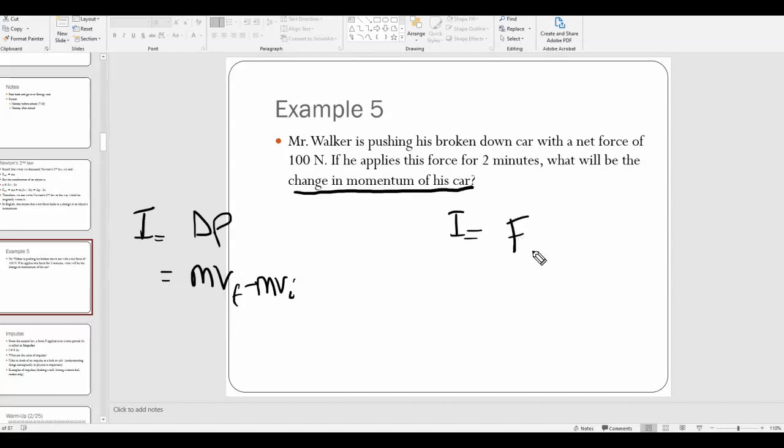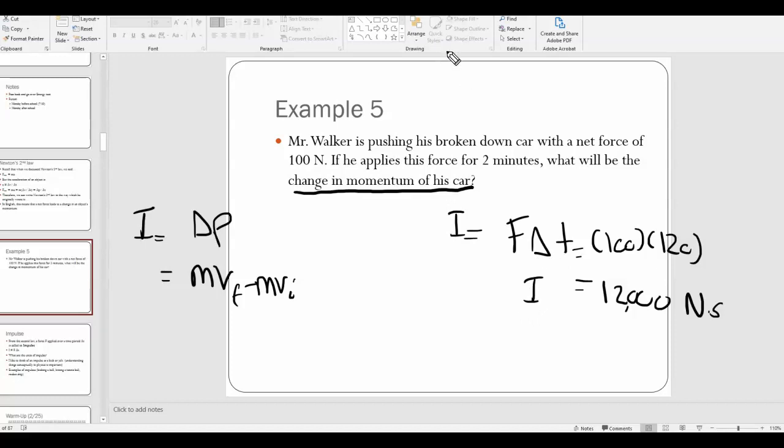Impulse is F delta t. You take the force being applied and multiply it by the time the force is acting. In this case, the force is 100 newtons. The time is 2 minutes, but I need that in SI units, so 2 minutes would be 120 seconds. That would be an impulse of 12,000. The unit for impulse is newton seconds, because force is in newtons and delta t is in seconds.